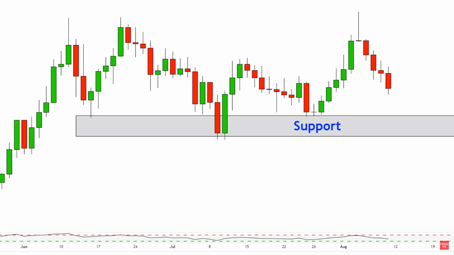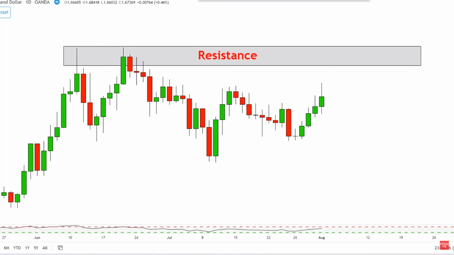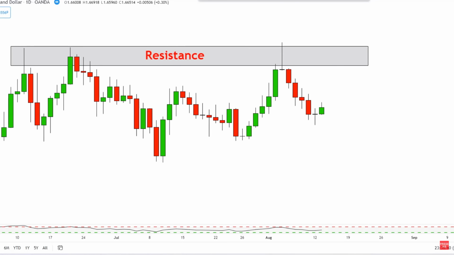Welcome back, and firstly, let's talk about what support and resistance levels are. Currency traders use support and resistance levels to point out accurate areas to trade from that give them the highest probability to make profit on a specific trade.